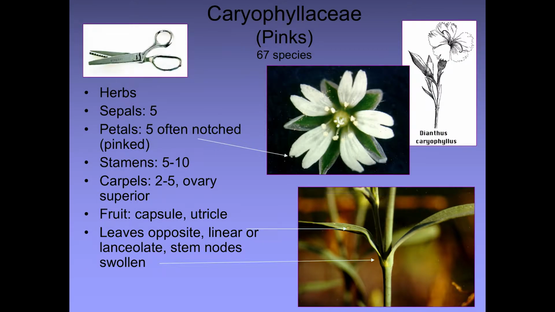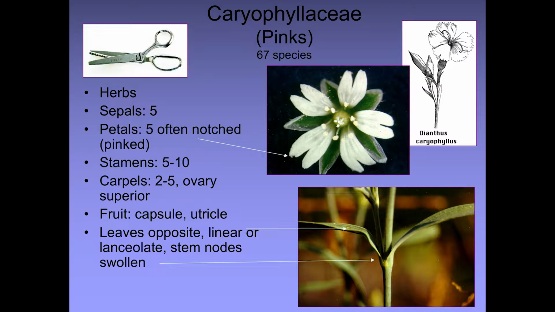Okay. Caryophyllaceae, pinks, which are herbs, meaning just herbaceous plants. They have 5 sepals, 5 petals that are often notched or fringed, and hence the term pink, like pinking shears. Who remembers pinking shears? Yeah, you have to be over a certain age for that, I think. Stamens can be 5 to 10. Again, the ovaries are superior. Your fruit is some capsule.